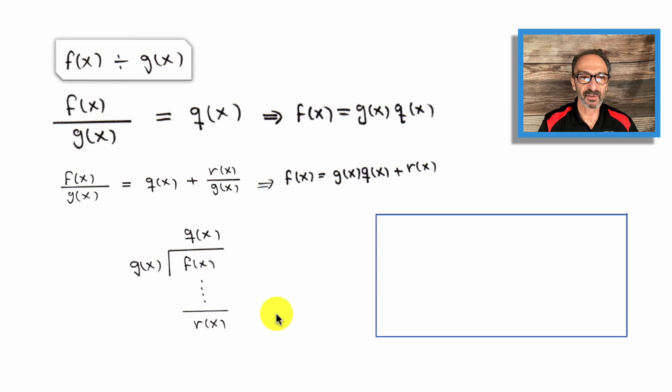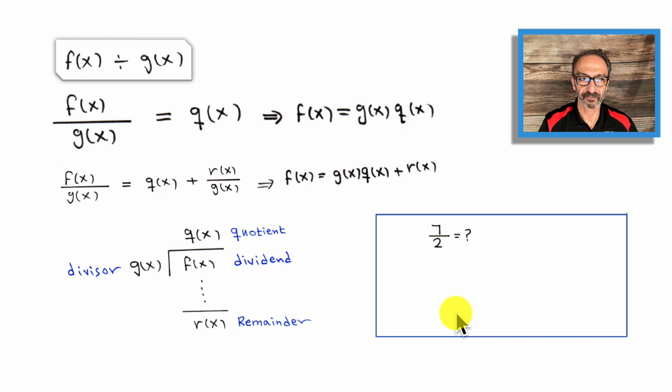To give you a simple example, before I do that, the polynomial f of x is the dividend, g of x is the divisor, q of x is the quotient, r of x is the remainder.